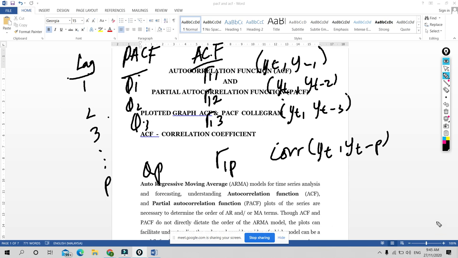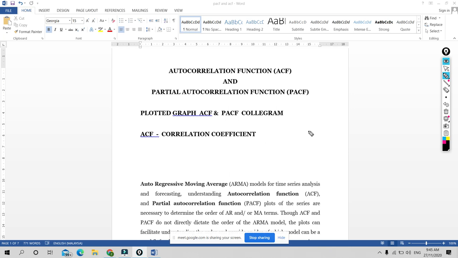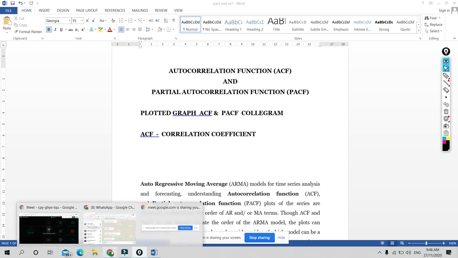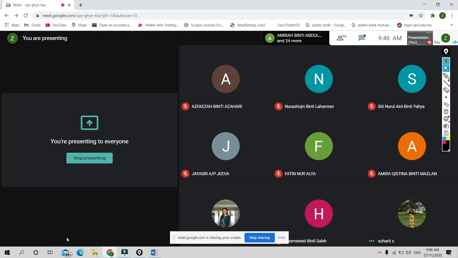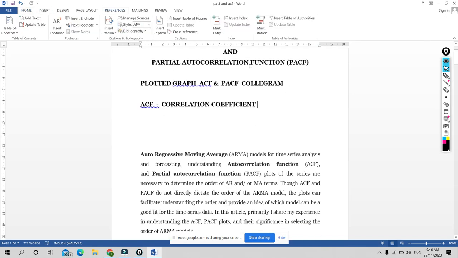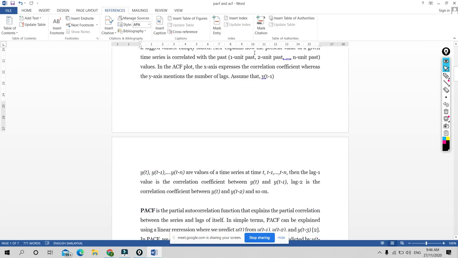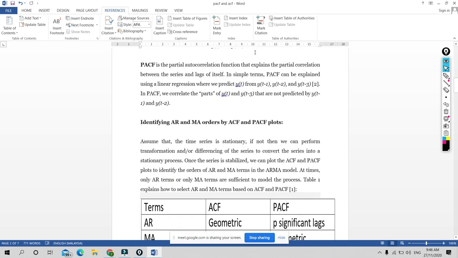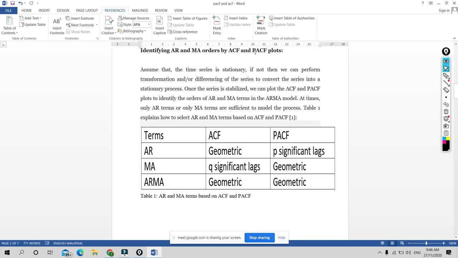Macam mana kita nak tentukan, apa kegunaan ACF dengan PACF plot ni ataupun correlogram? Kegunaan dia adalah untuk identify, the use is to determine what types of model to be used. Okay? So basically kita ada AR model dan MA model. So MA model in term of error.